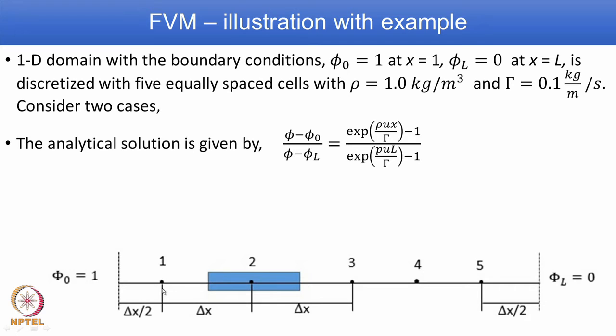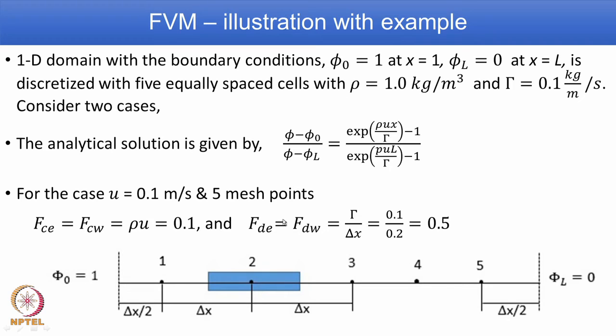We have discretized the domain with 5 equally spaced nodal points 1, 2, 3, 4, 5. So, you see delta x as the distance between node 1 and 2, and in the same way the distance between node 2 and 3 and so on. Because it is equally spaced, node 1, which is near the left boundary, and node 5, which is near the right boundary, are both at a distance of delta x by 2 from the respective boundary. The boundary conditions are already shown here on both the left side as well as the right side. For this problem the analytical solution is already given, and that is what is displayed here.